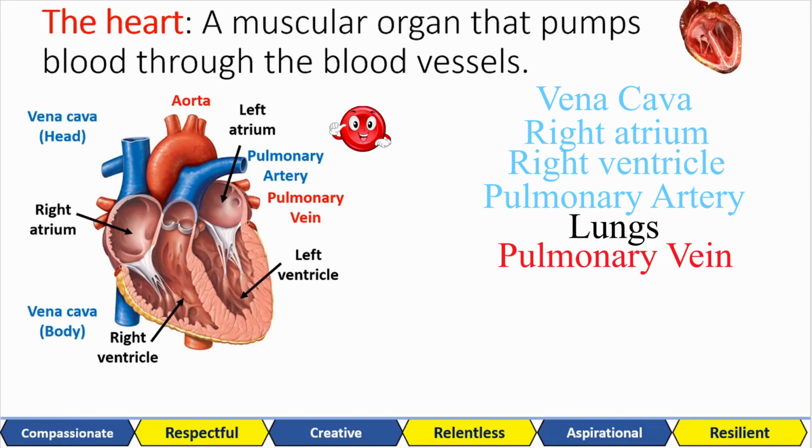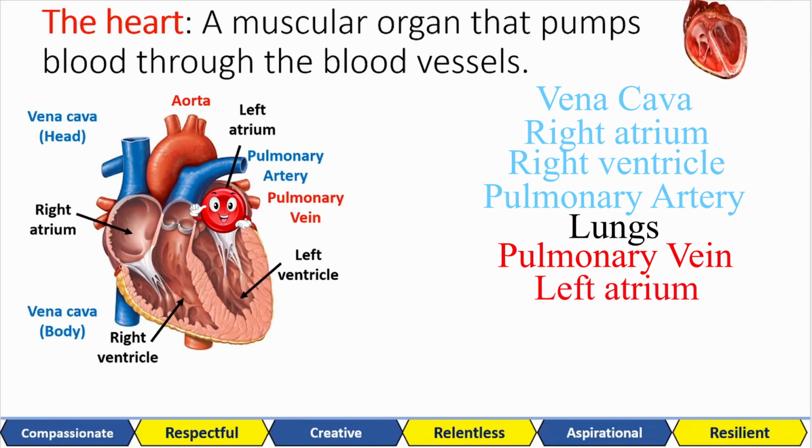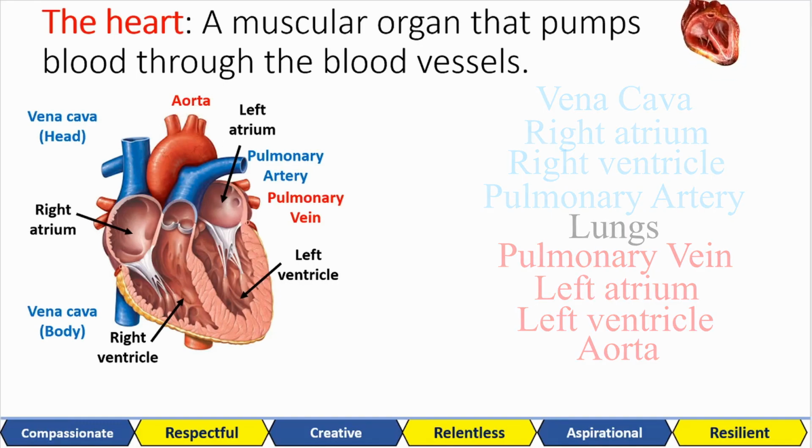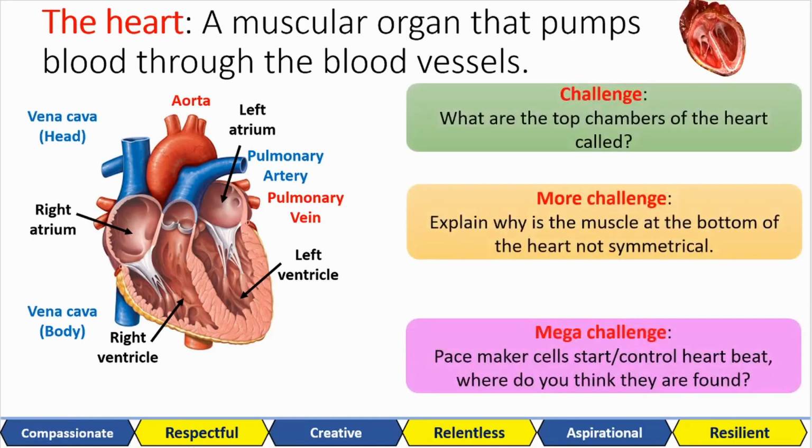This oxygenated blood then comes back to the heart via the pulmonary vein, entering the left atrium. This is when it's then pumped to the left ventricle at the bottom here, and then finally it's pumped to the aorta to nourish the rest of your body. With all of that done now, I'd like you to have a go at these challenge questions.